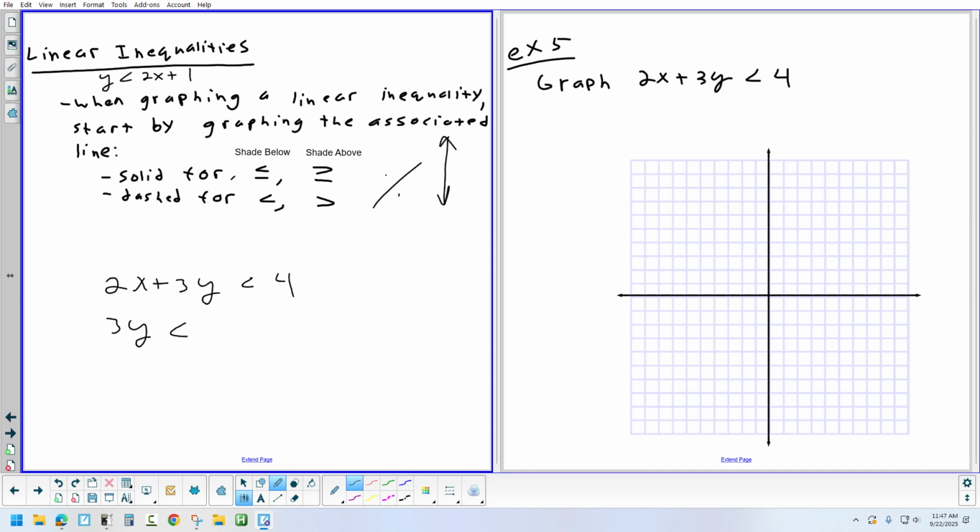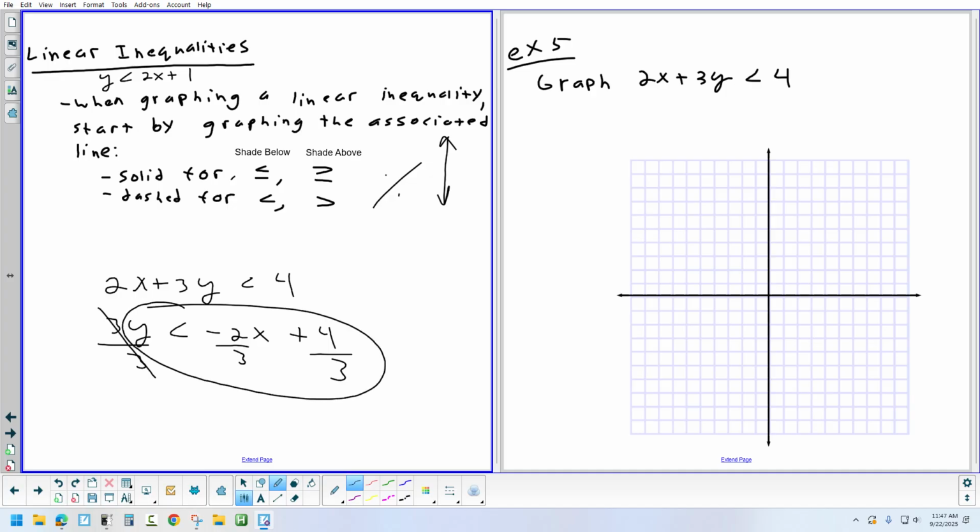So what would you have right here? I'd have negative 2x is less. Oh, wait. Just plus 4. Plus 4. Okay, so almost there. What's my last step? Get the y alone. Yeah, divide by 3. Divide by 3. And there you go. So that's what we need to graph.